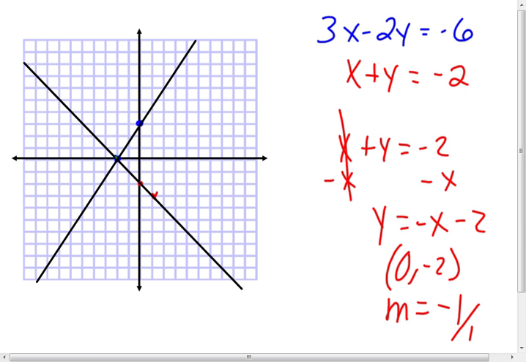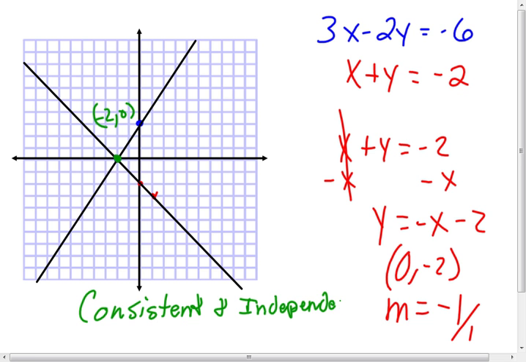They cross at this point I've just labeled in green. And what point is that? That's negative 2 comma 0. So since these two lines cross into one point, we say they are consistent and independent. And the solution for these two equations is the point negative 2, 0.